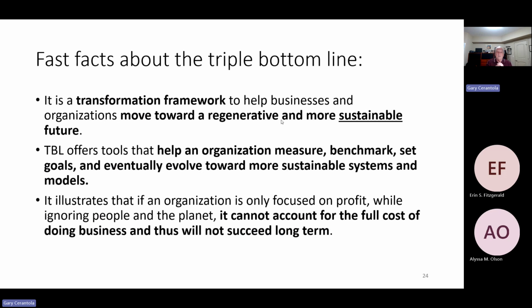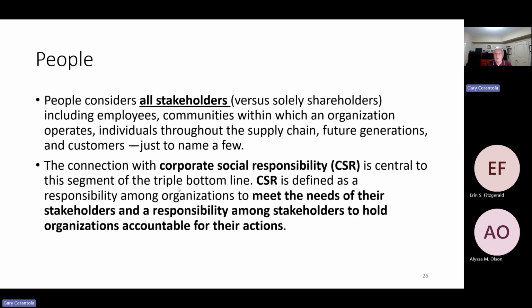It's a regenerative tool to help us increase sustainability as we go forward, and eventually evolve towards sustainable systems and models that really put us in the future, where we're really looking after future generations. And the thing is that it doesn't account for the full cost of doing business. If you don't take a look at sustainability, you really need to get a good sense of how that is.